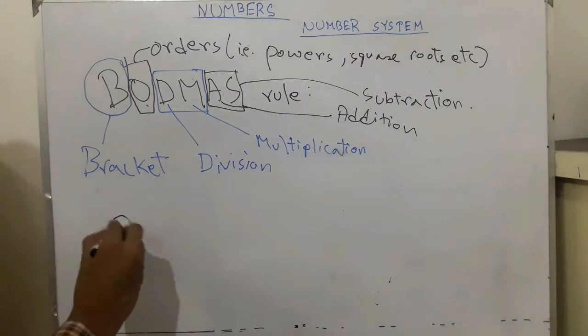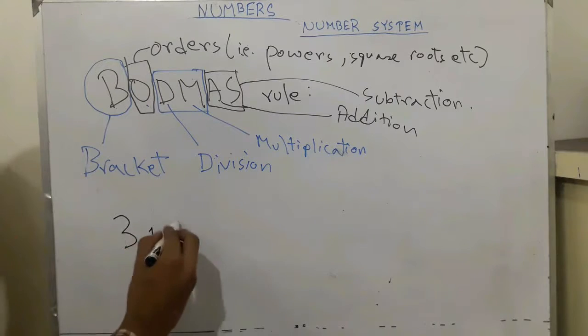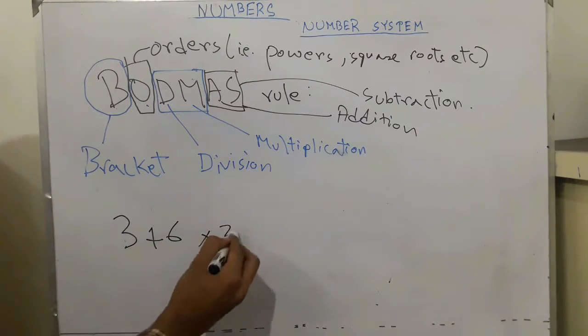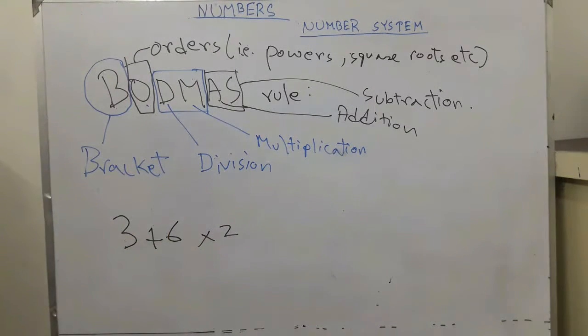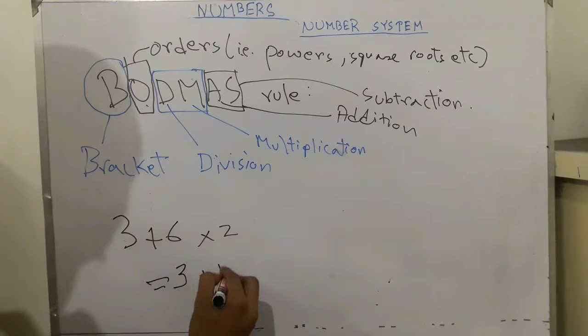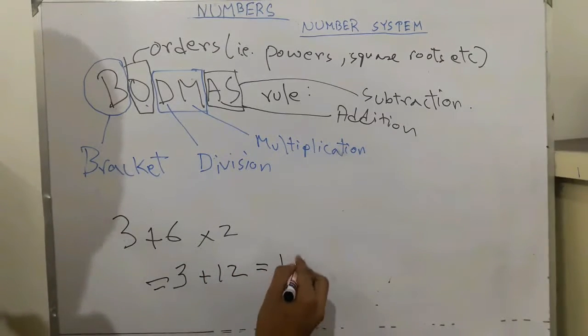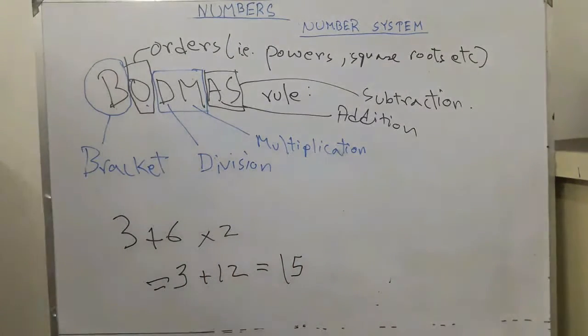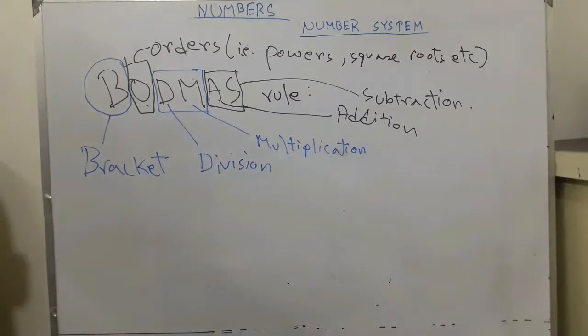For example, how do you deal with this? 3 plus 6 into 2. So what should we do? As per the rule, we should do the multiplication at first. That is 12. And then the addition, which gives 15.